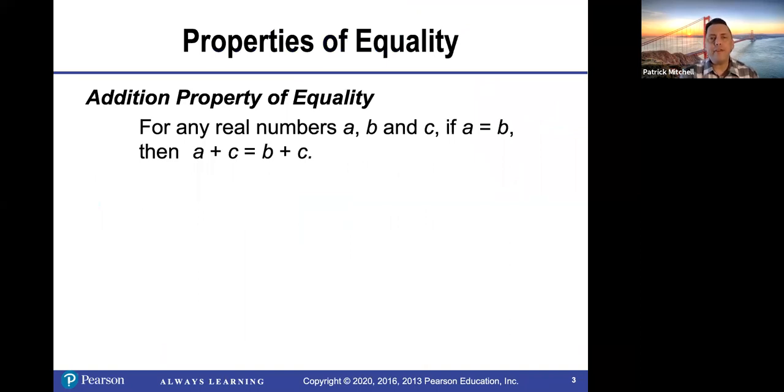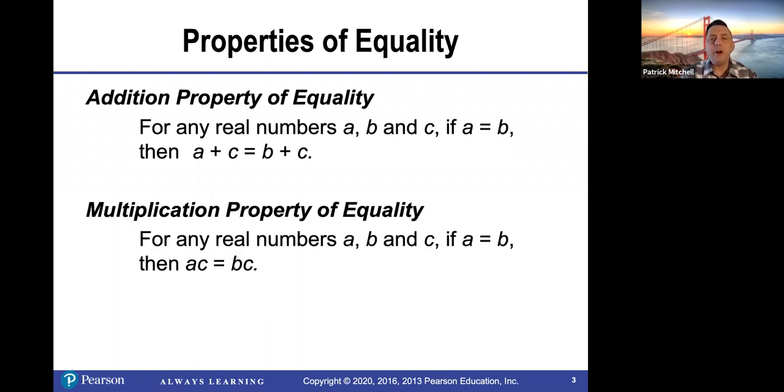So first, let's review the properties of equality. We've talked about these before and we've used them. First one says for any real numbers a, b, and c, if a equals b, then a plus c equals b plus c. So in English, what this says is that you're allowed to add any real number to both sides of an equation and you get an equivalent equation.